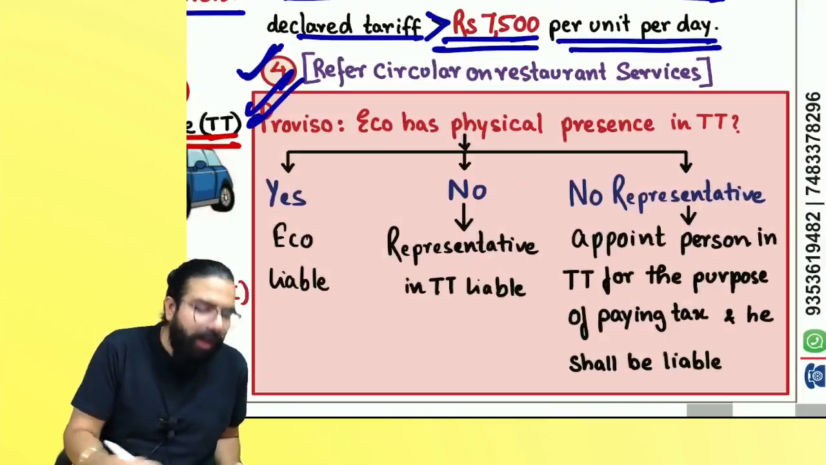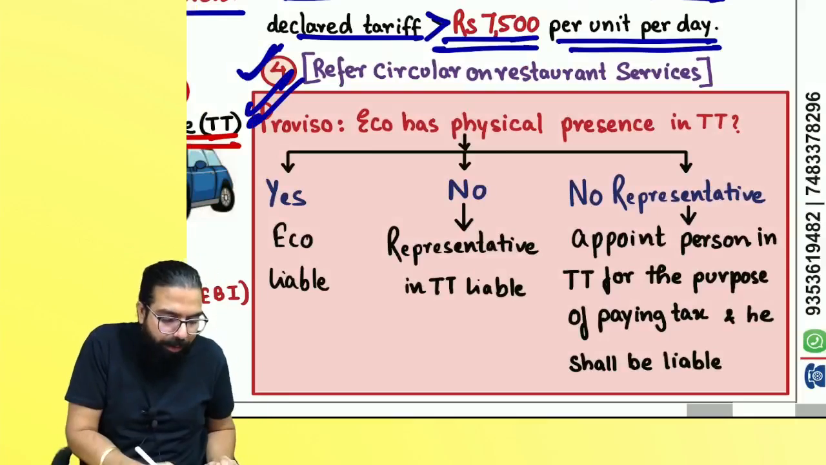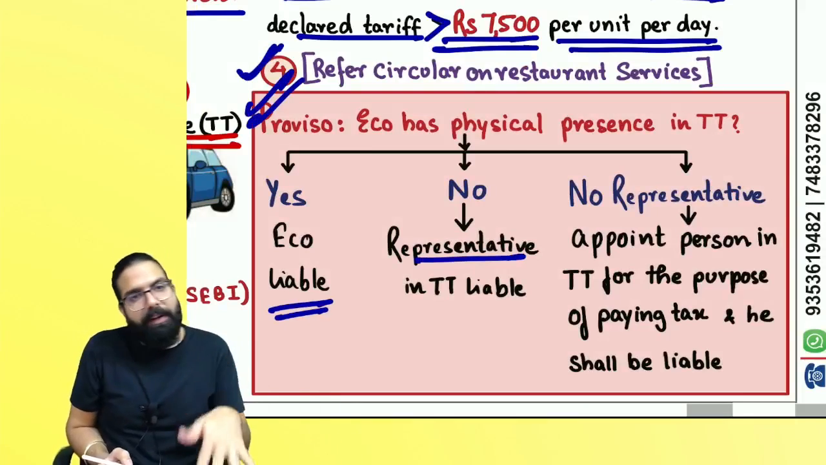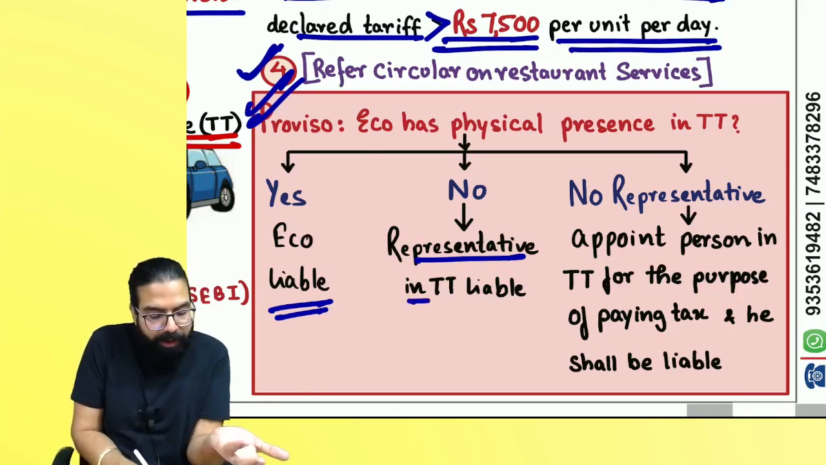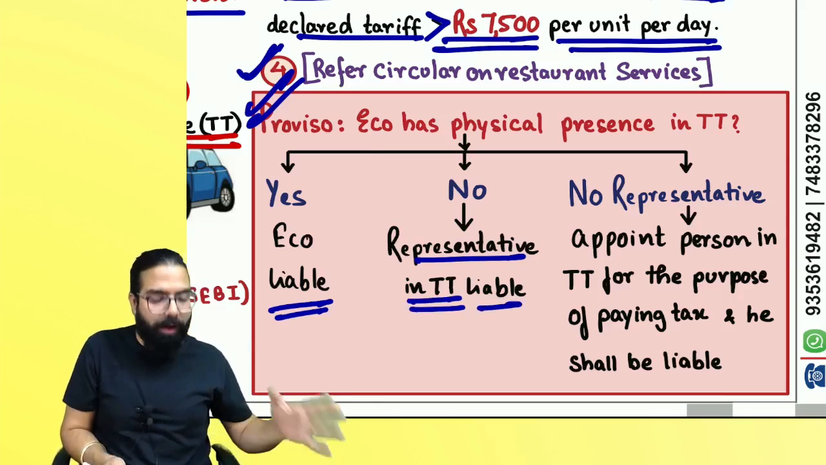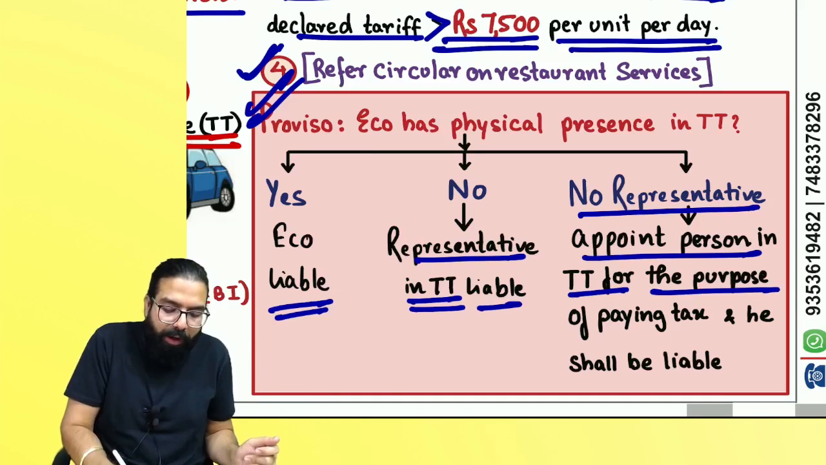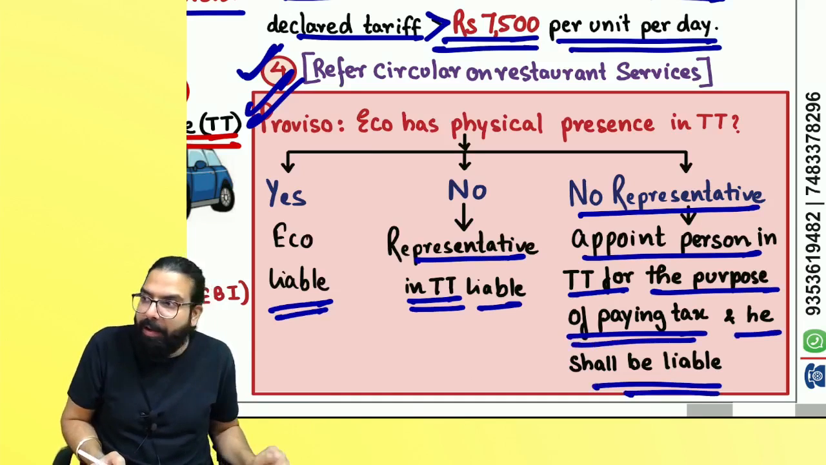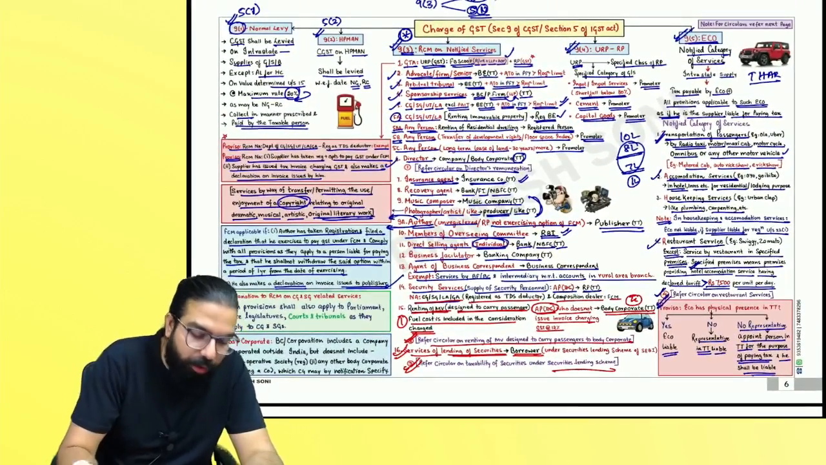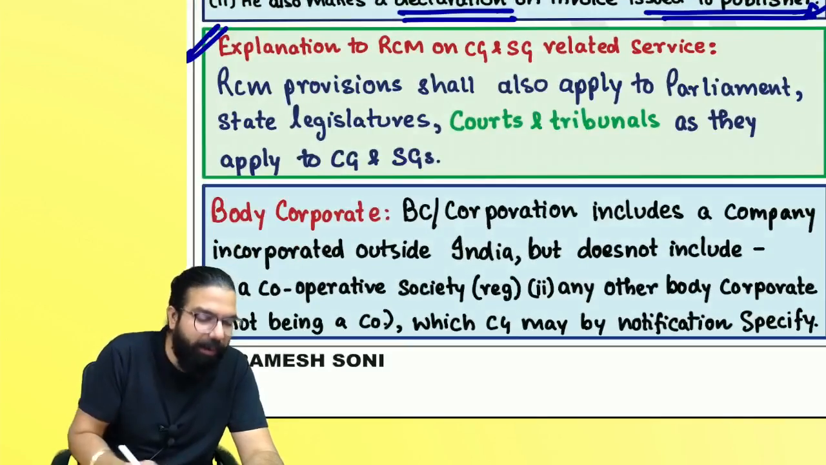Remember one thing, everyone. If the e-commerce operator under section number 95 is in India, then e-commerce will be liable to pay the GST. If the e-commerce operator is not in India, he will have a representative who will pay in the taxable territory. That person will be liable. If he does not have a representative also, the government says, if no representative, appoint a person in the taxable territory for the purpose of paying tax and he shall be liable. Everyone over here, I went in and told you about section number 91, 92, 93, 94 and 95. Remember one thing, there is a small amendment over here.